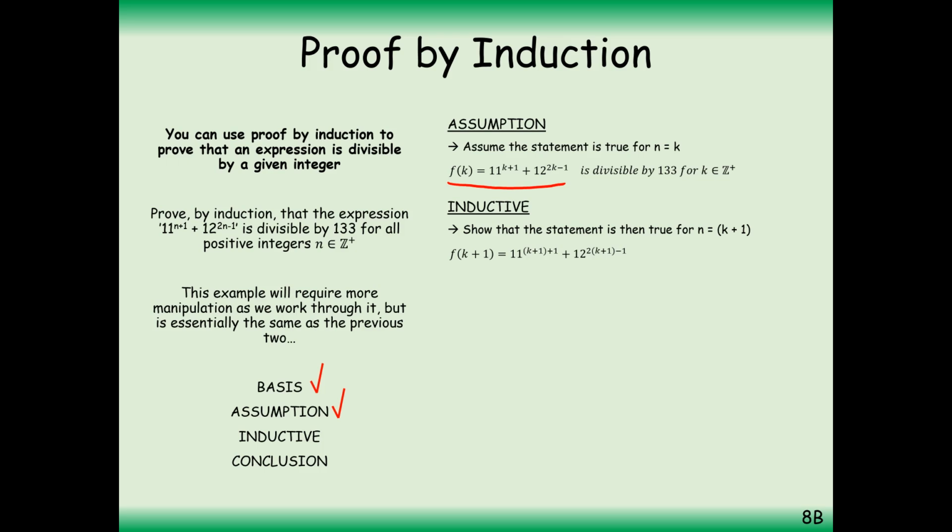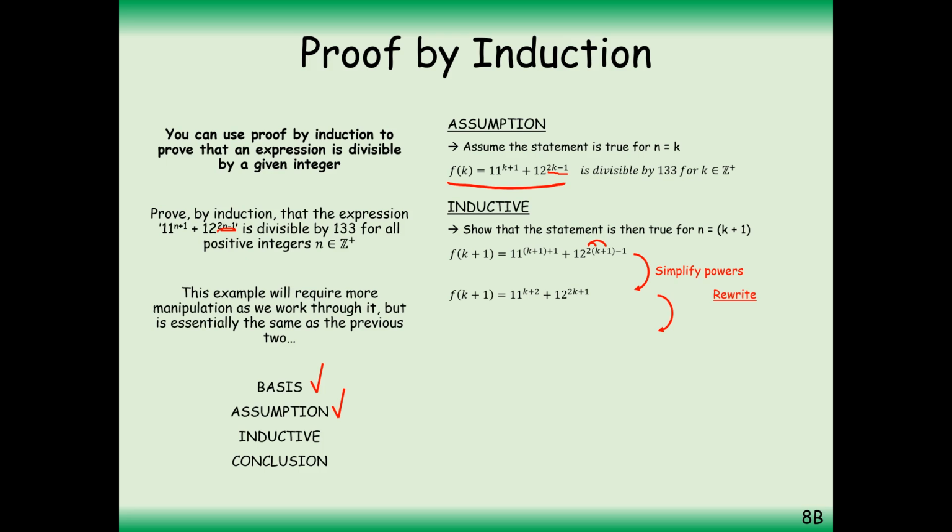And when you multiply out the indices here, you get 2k plus 2 minus 1 for the power of 12, and you will have k plus 2 for the index of 11. So how can we simplify this? Well, we need to write it so that we end up with 2k minus 1 for the power of 12.